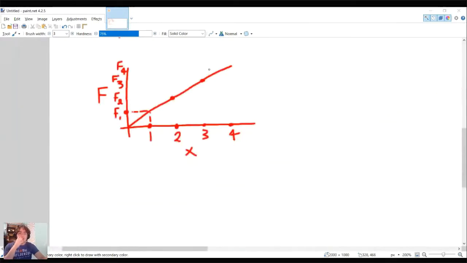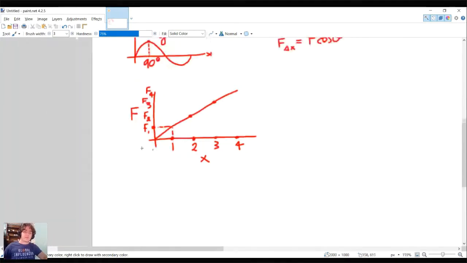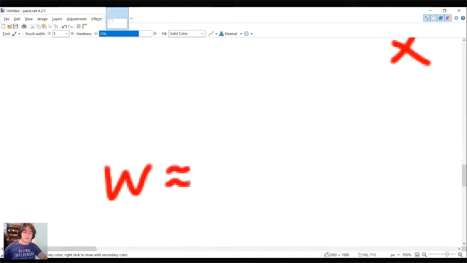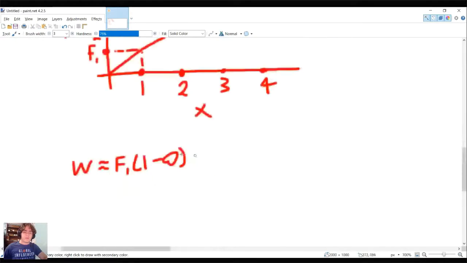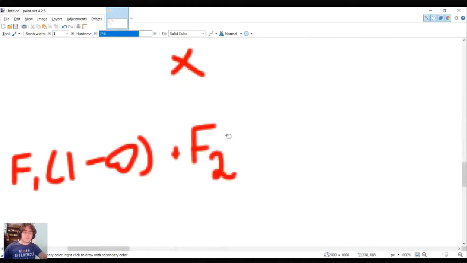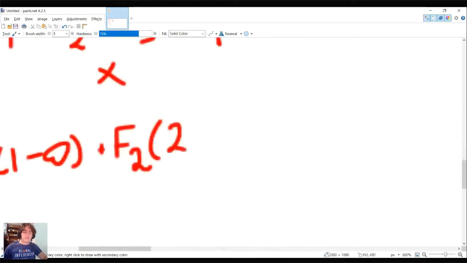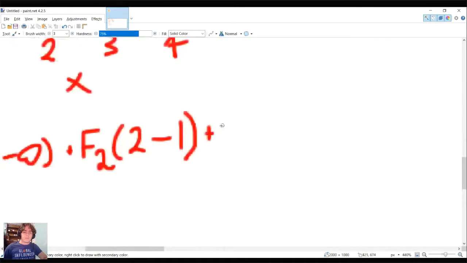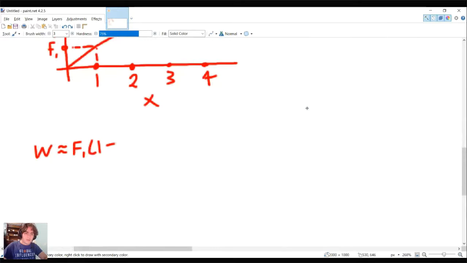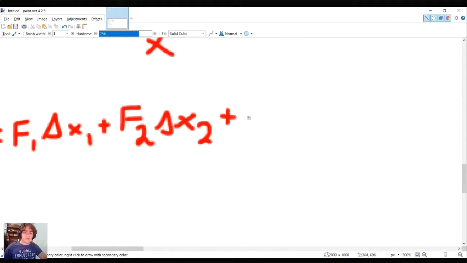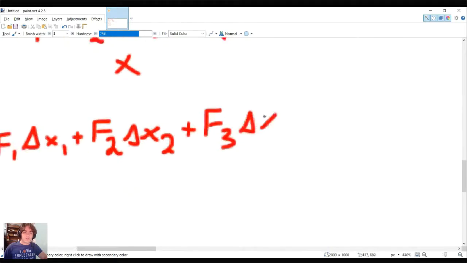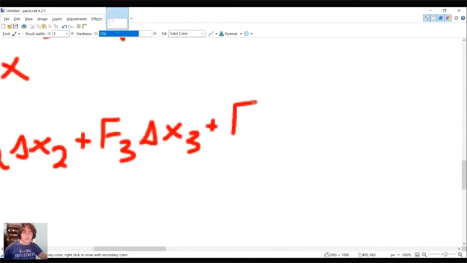The idea is if we approximate the function as constant over a small interval, we can say that the total work is approximately force 1 times the displacement, which would be 1 minus 0, plus force 2 times 2 minus 1, plus, we'll do it this way actually. We'll say that this is the displacement over the first interval, delta x sub 1. That matches the notation a little better. F2 delta x sub 2 plus F3 delta x sub 3 plus F sub 4 delta x sub 4.